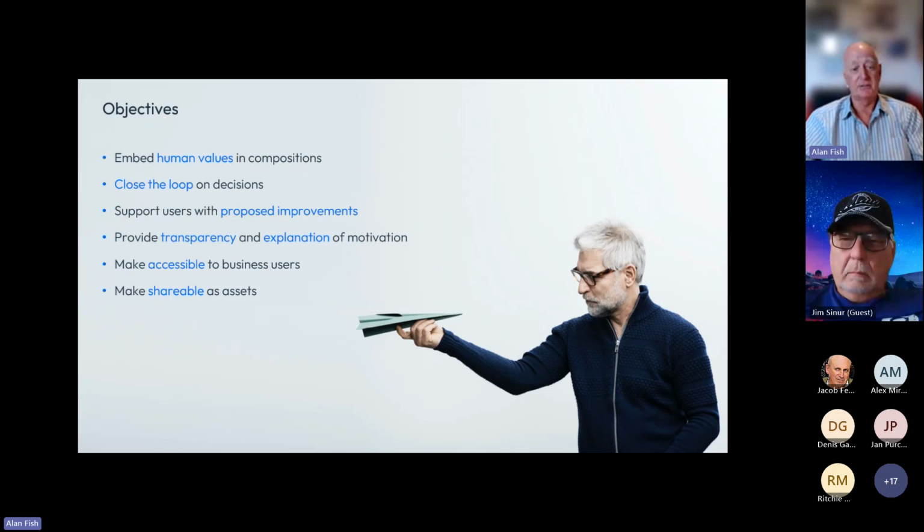And finally, I want all of these things to be able to be held as assets in an asset management system, so that they can be shareable. In other words, that we can distribute them, we can reuse structures which express human value.